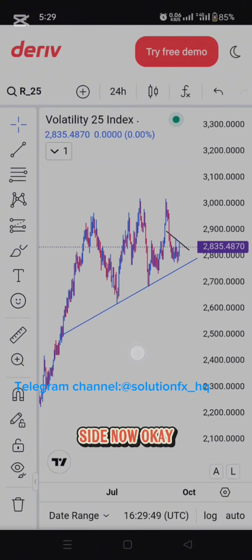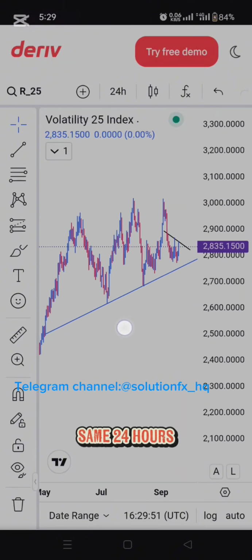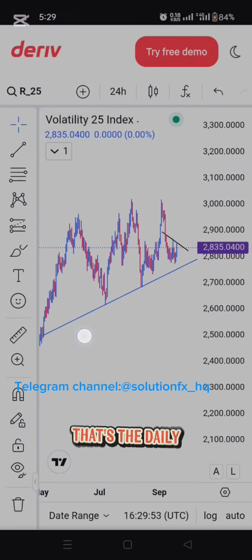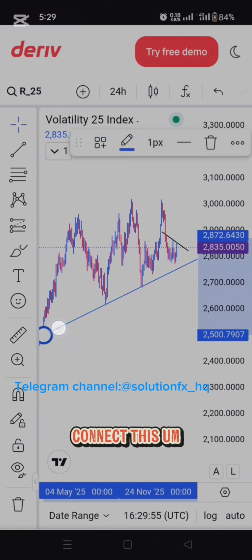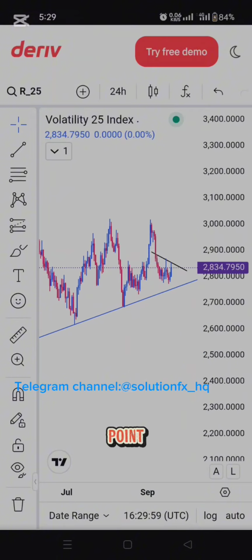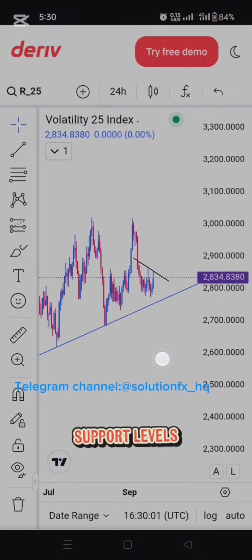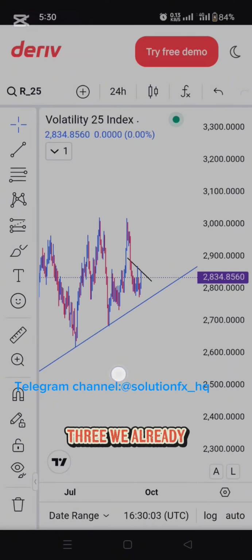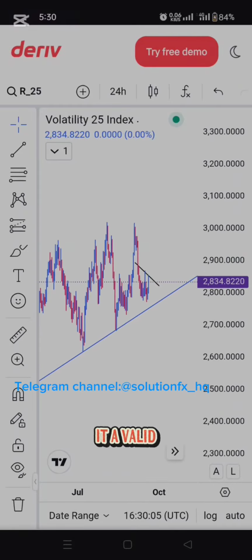Now, using the same 24 hours, that's the daily time frame, we're able to connect a trend line through these levels here. We're able to connect these different endpoints. These are support levels. So we already have two touches here, which has made it a valid trend line.